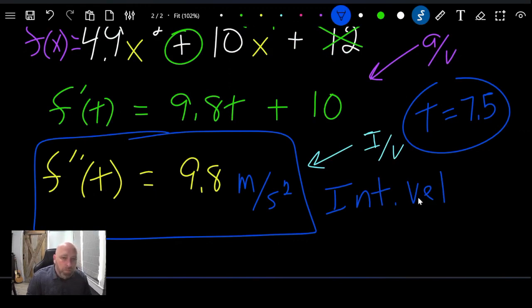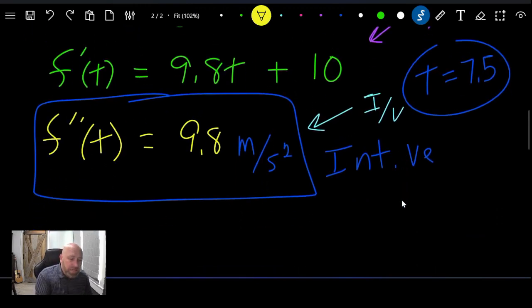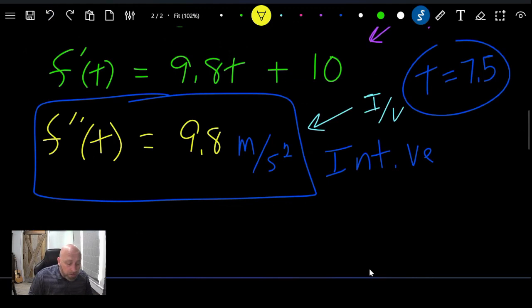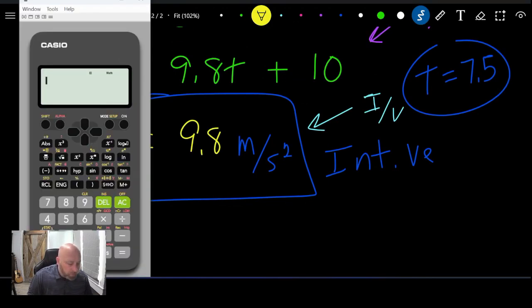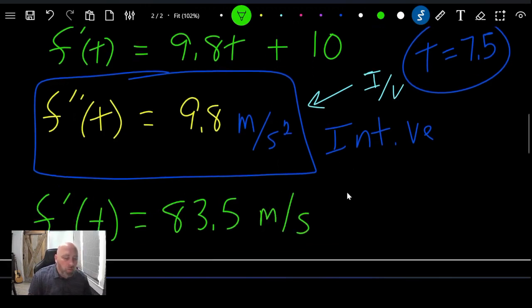Now, we have a problem though. We did not solve this one right here. We did not solve our average velocity. So we're just going to take this 7.5 and plug it in right here. I would just suggest using a calculator on that. So we'll grab the calculator and do 9.8 times our 7.5 plus our 10. And that's going to give us 83.5. So our answer here, 83.5 meters per second. This is not meters squared per second.